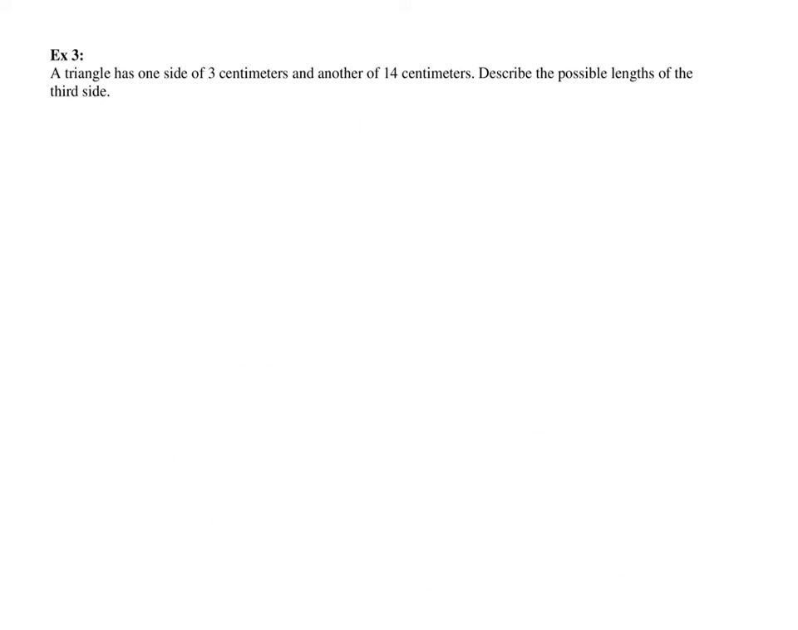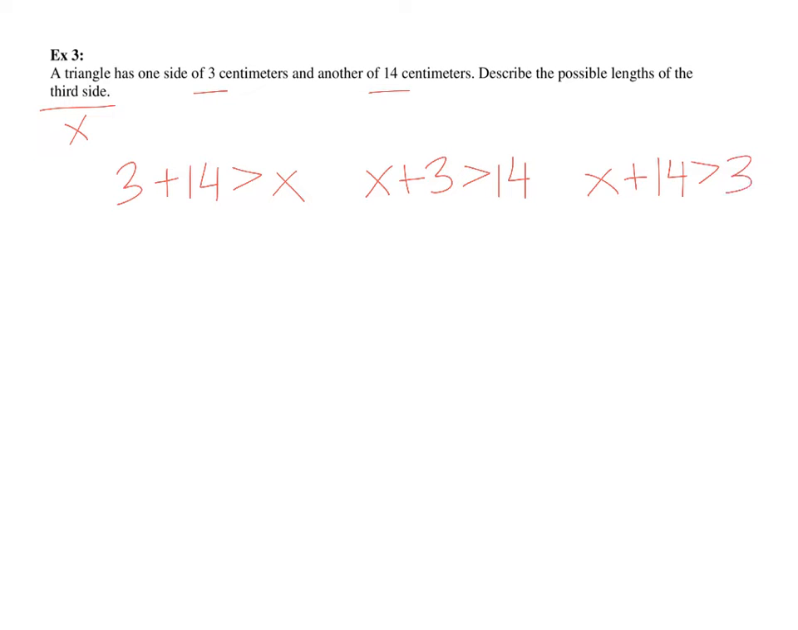All right. Example 3. A triangle has one side of 3 centimeters and another of 14. Describe the possible lengths of the third side. Okay, we don't know what the third side is. We'll call that X. Now there's 3 different scenarios you're going to set up here. If you look back to the triangle inequality theorem, I'm going to have 3 plus 14 is greater than X. That's one combination. I could have X plus 3 is greater than 14. And I can also have X plus 14 is greater than 3.